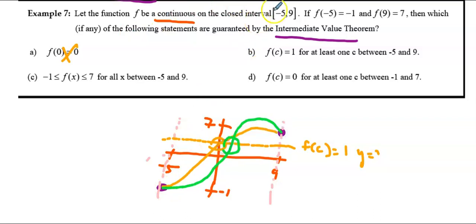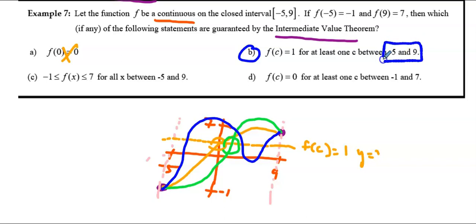So all these are my values of c. I just don't know what they actually are. I can cross it at multiple points. So I know that this has to be true. Now we're going to talk about the other two to make sure you really understand it, but this is true. The key thing I want to say about this is that it's between negative 5 and 9, and we'll talk more about that in a second.